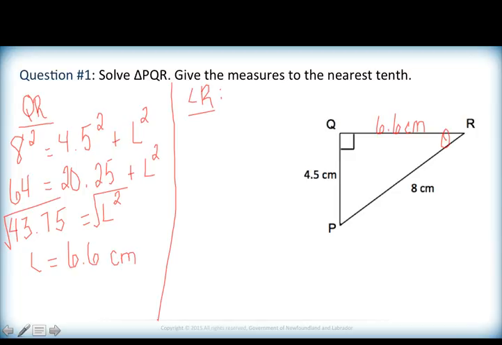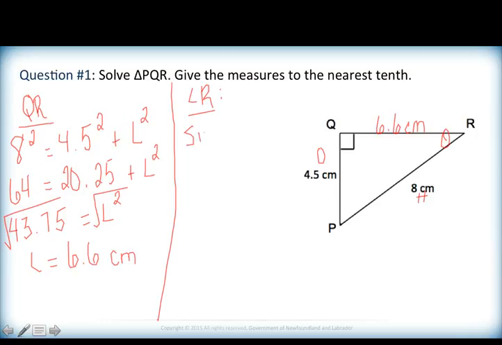But it is always better to use the measurements that are given in the question, because what if you made a mistake using the Pythagorean theorem, and maybe you added instead of subtracted and got the wrong solution? If you use the 6.6, not knowing if that is correct or not, you may end up getting a wrong solution for angle R. So we're going to use what is actually given because we know those are the correct measurements. We have opposite and hypotenuse, so we're going to use the sine ratio here.